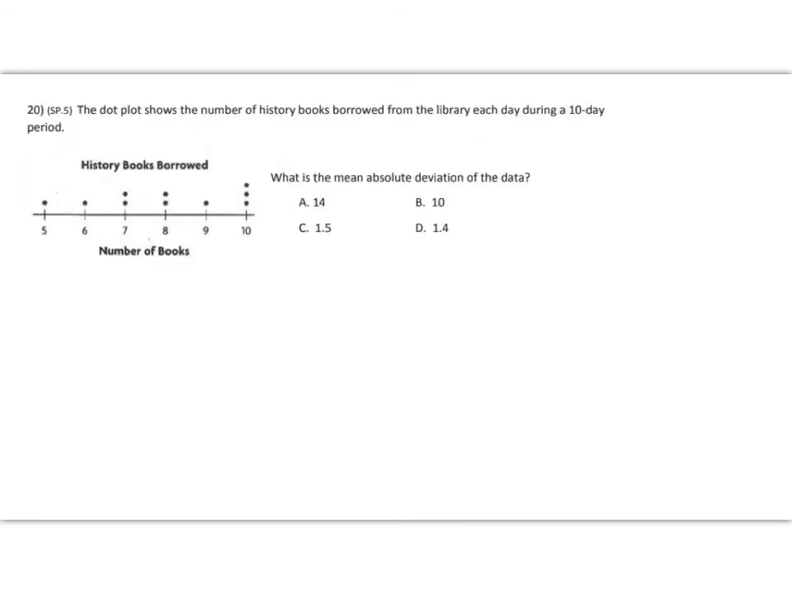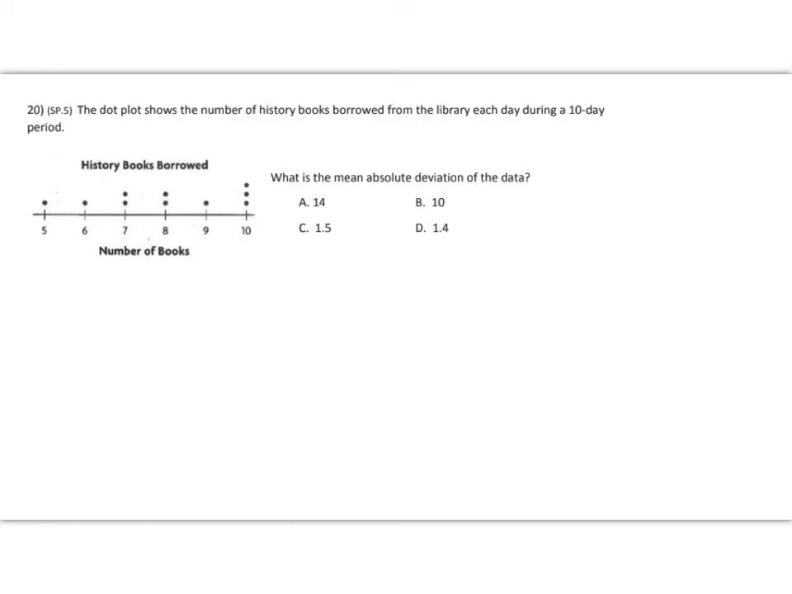And the mean absolute deviation. This is not something that we normally teach in 6th grade, but I'm going to go ahead and show you how to find it anyway, just in case you're curious. So the first thing it says is the dot plot shows the number of history books borrowed from the library each day during a 10-day period.